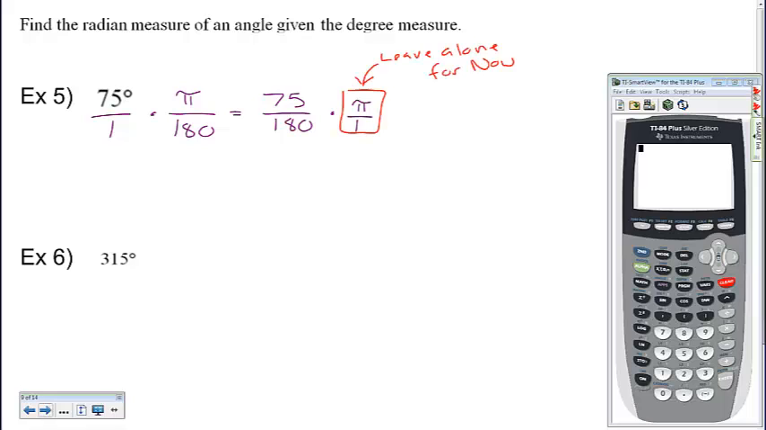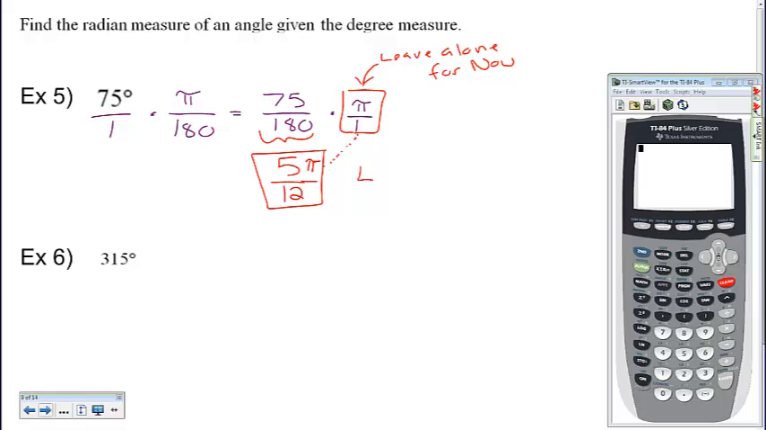Now for now I'm going to leave this pi over 1 alone and focus on this new fraction 75 over 180. If I reduce this fraction, I end up with 5 over 12. I'm still going to end up multiplying this fraction to the pi over 1, which means that pi is going to end up in my numerator. I extend that bar and I say that my answer is now 5 pi over 12.